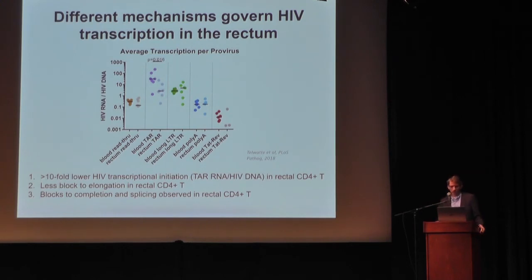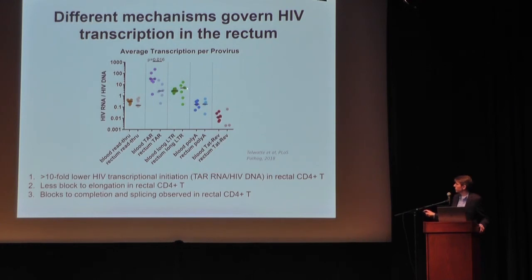And what you can see here is if you look at HIV transcription initiation as measured by TAR transcripts per provirus, in the gut, there's more than 10 times less initiation of HIV transcription, which is very, very surprising to us because in the gut, more cells are activated, and activation is supposed to be what reverses latency and increases transcription. And so it's very paradoxical that you're getting a lot less initiation of HIV transcription in the gut. When we look at 5' elongated transcripts, it's very different. There's very little difference between blood and gut.